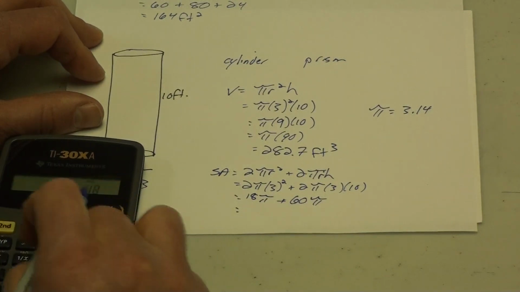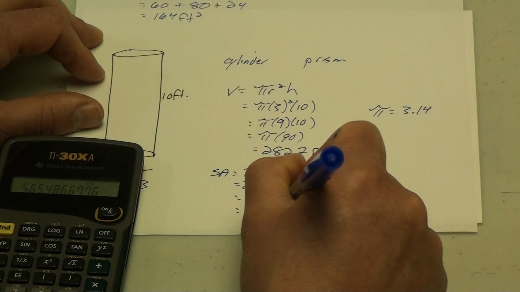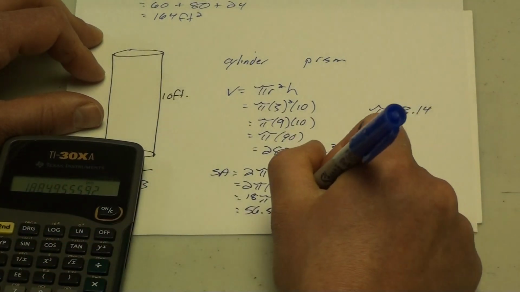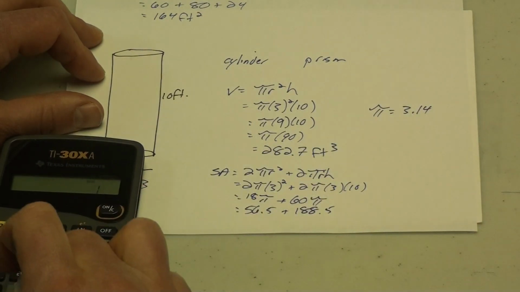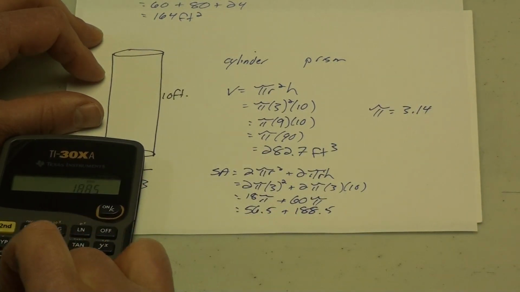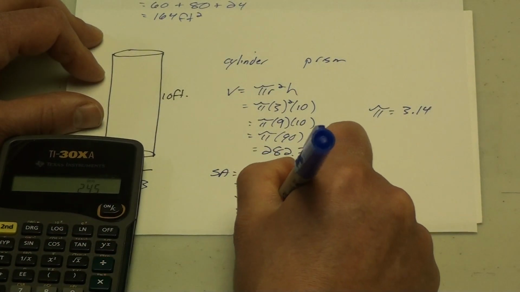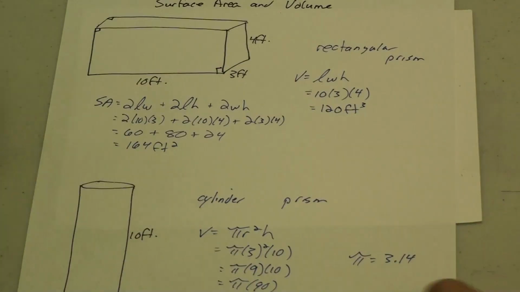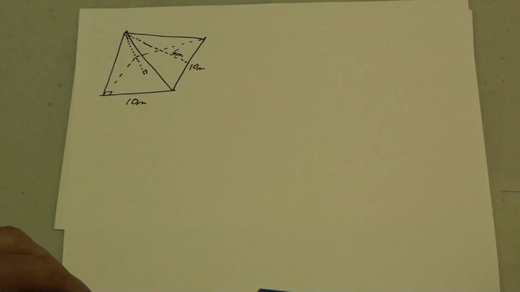18 times pi is 56.5, plus 60 times pi, which gives me 188.5. Add them all up, the two parts of it, and you're going to get 245 feet squared. Okay. Now the next shape is not a prism, it's a pyramid.